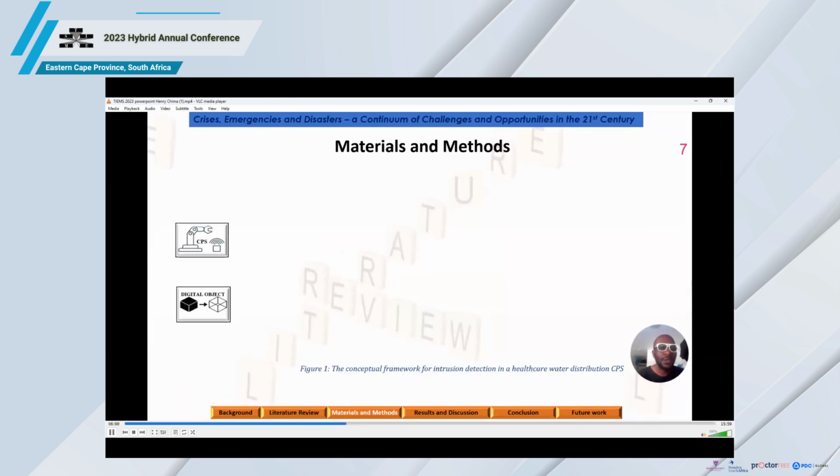Now up to materials and methods. Okay, I profiled a framework, a conceptual framework, in trying to improve intrusion detection, and the framework is as shown on the screen.